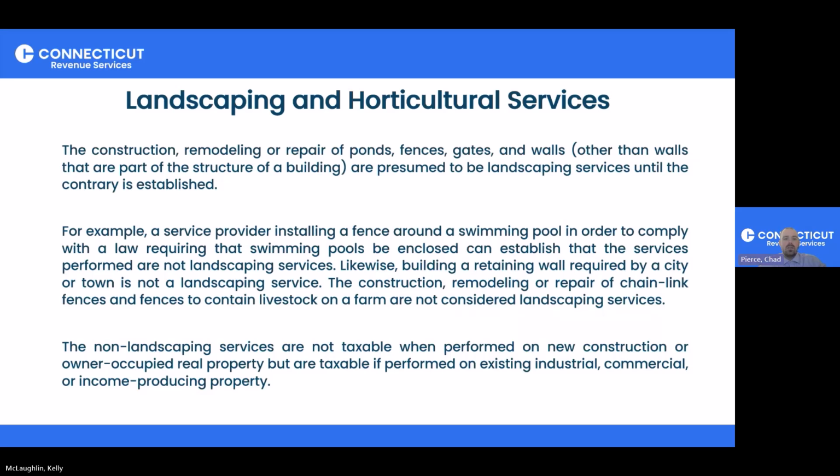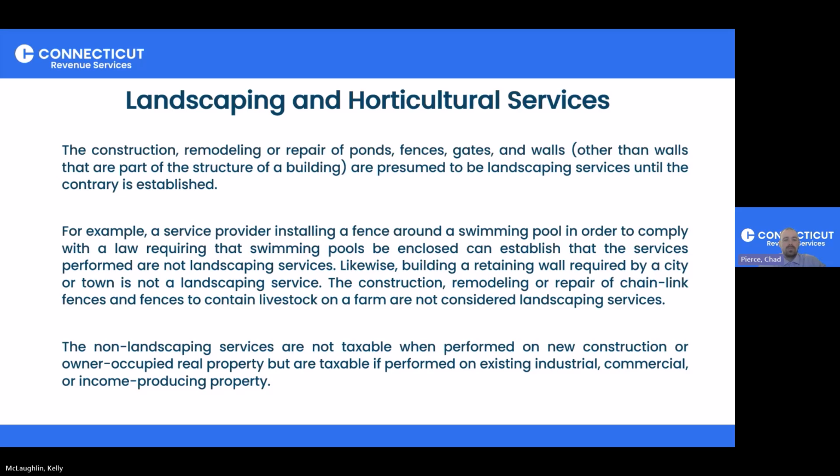The construction, remodeling, or repair of ponds, fences, gates, and walls, other than walls that are part of the structure of a building, are presumed to be landscaping services until the contrary is established. One thing to note, how it states other than walls that are part of the structure of a building. Two examples I like to give are a chimney and your front steps. Those are going to be attached to the structure of a building and are not going to be considered a landscaping service.